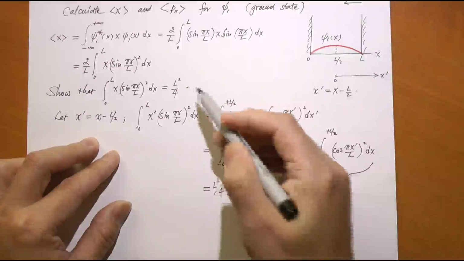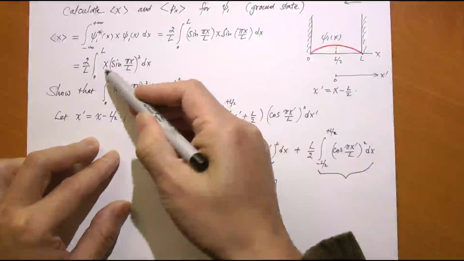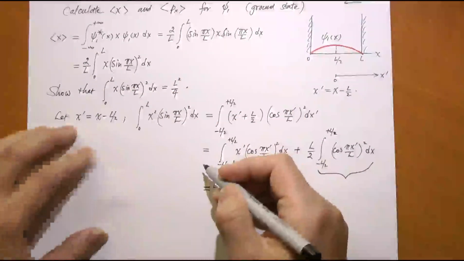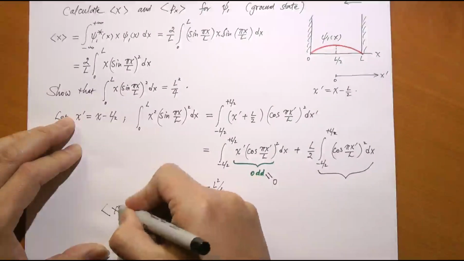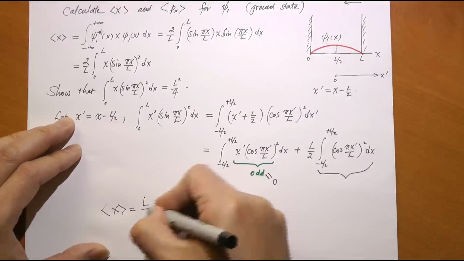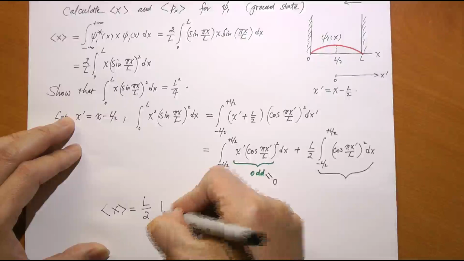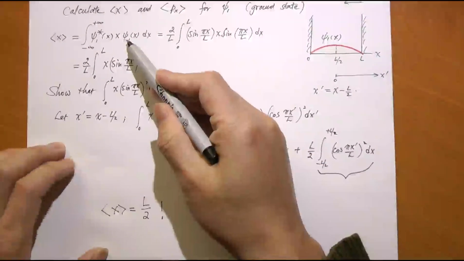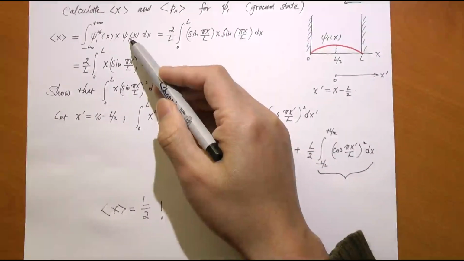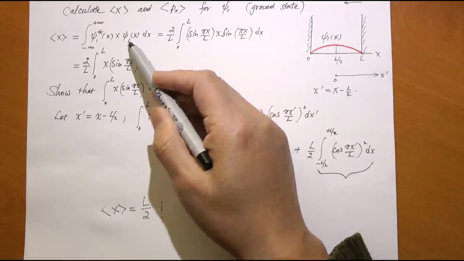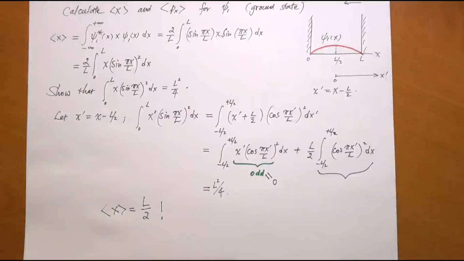As we suspected, you plug the L squared over 4 into here, multiply by 2 over L, and you get x bar equal to L over 2. Exactly as we expected. So this formula that we derived for the calculation of expectation value works quite well in our simple case.